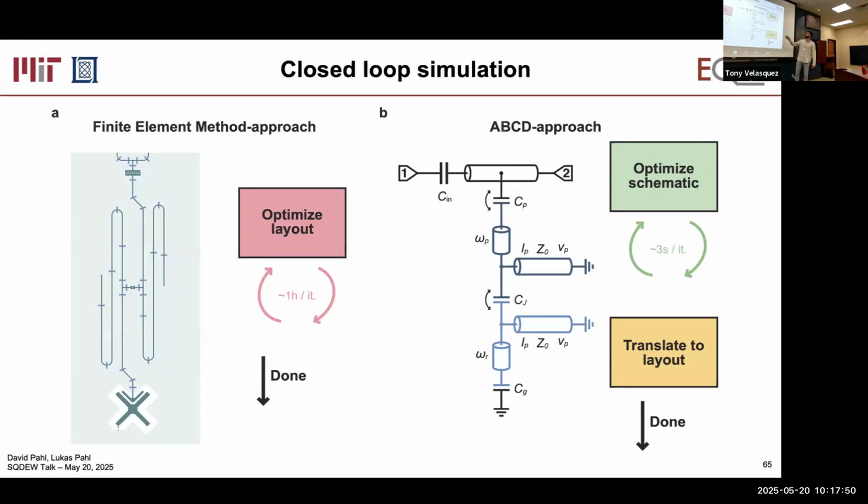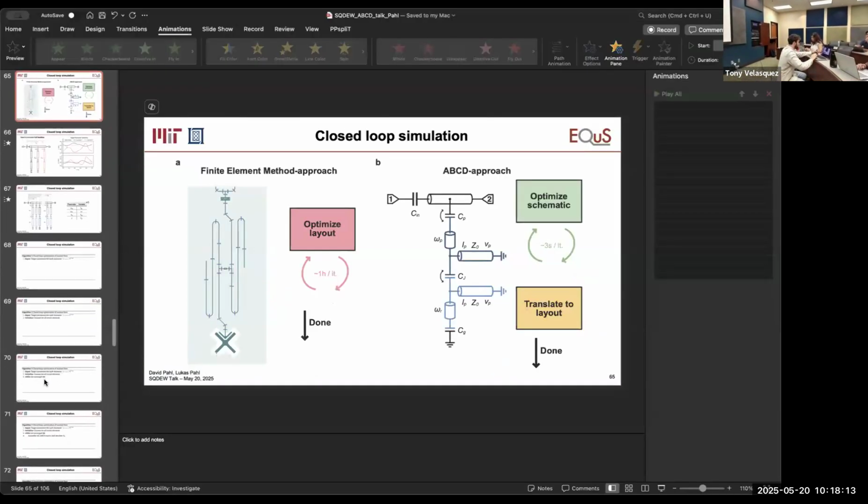And so the pitch is that we optimize. The pitch is the following. If we want to hit certain frequencies and line widths, we won't play around with our layout until we hit those, but we'll play around with the circuit until we hit those. And then we just translate it. And so this iteration loop is much faster. And so I'll just show you the results from that.